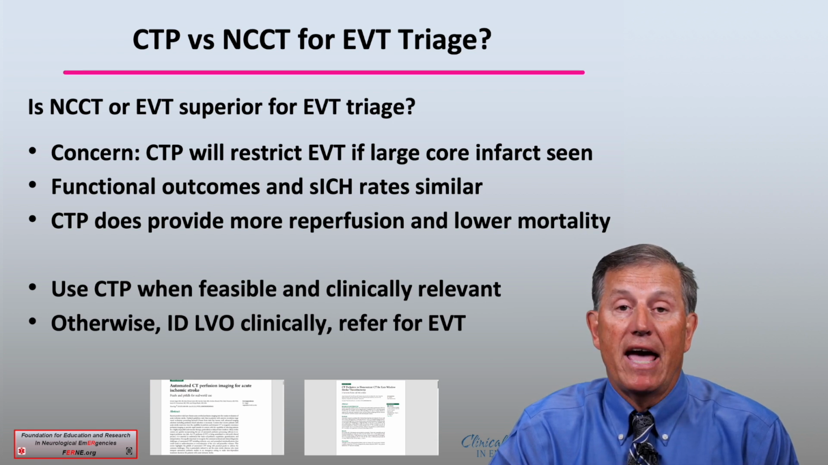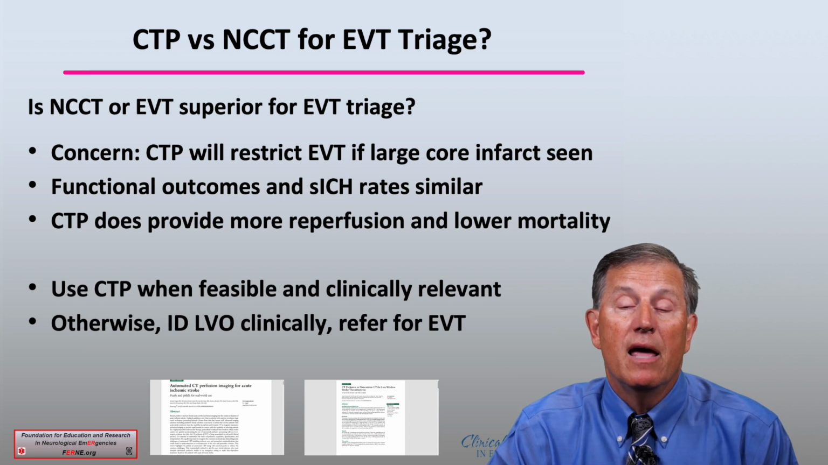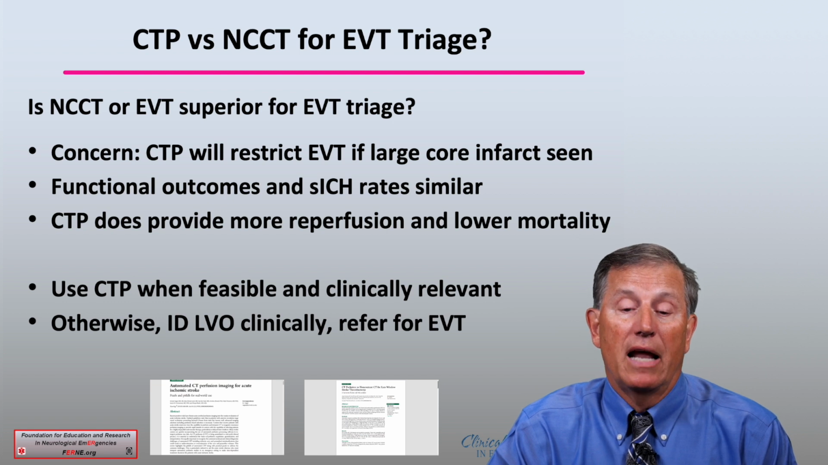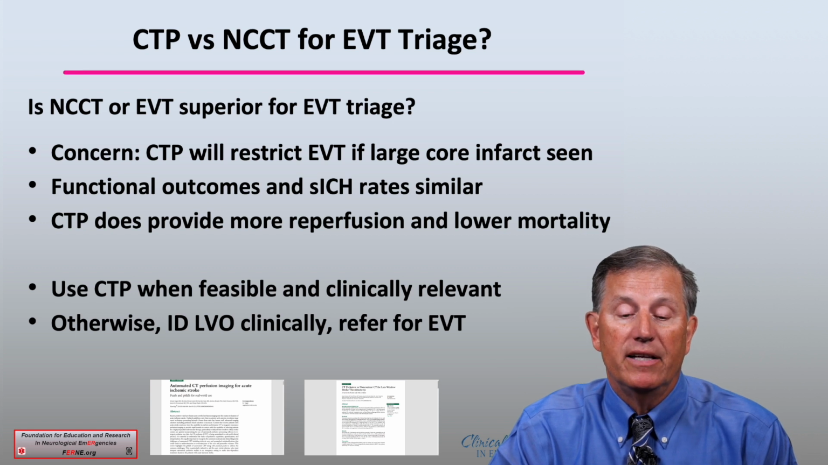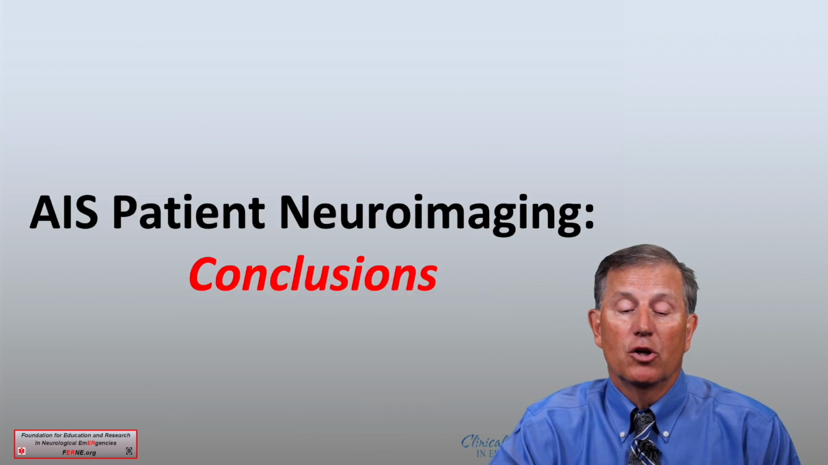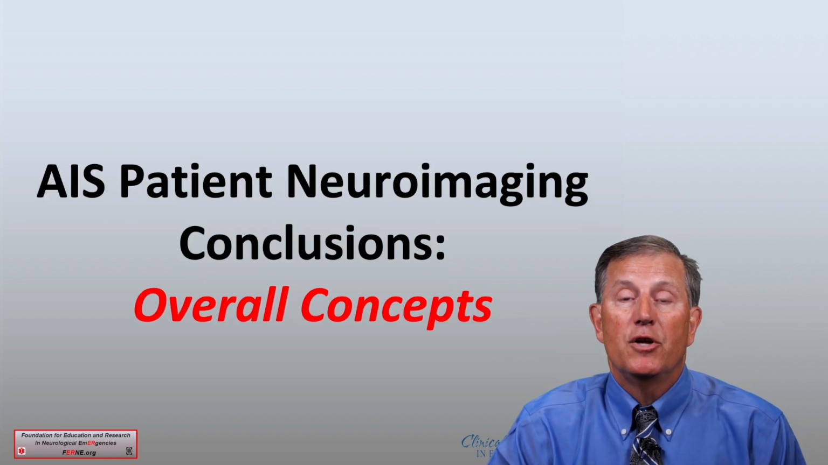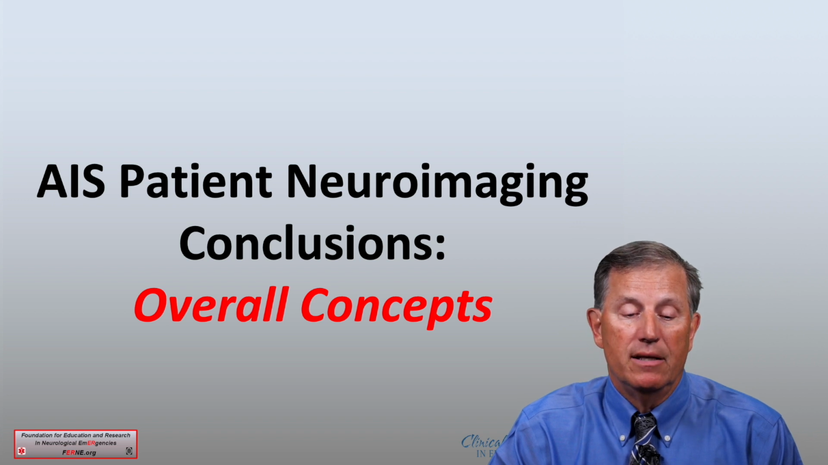And you can use the VAN assessment, where patients who demonstrate both unilateral weakness and the presence of visual aphasia or neglect changes, and use this as your notion for referral for EVT. So in conclusion, what are the overall concepts regarding the use of imaging and the use of multimodal CT?